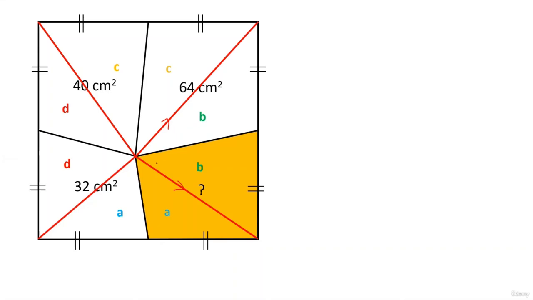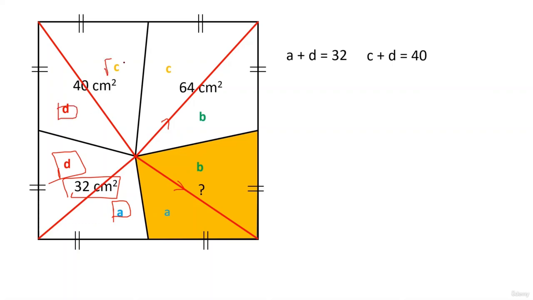As you can observe, guys, what is this 32 basically? This 32 is A region plus D region, right? So I can say A plus D is 32. Same way, guys, what is this 40 basically? This 40 is C plus D, right? C plus D is 40 centimeter square, and what is 64 basically, guys? C plus B, right?